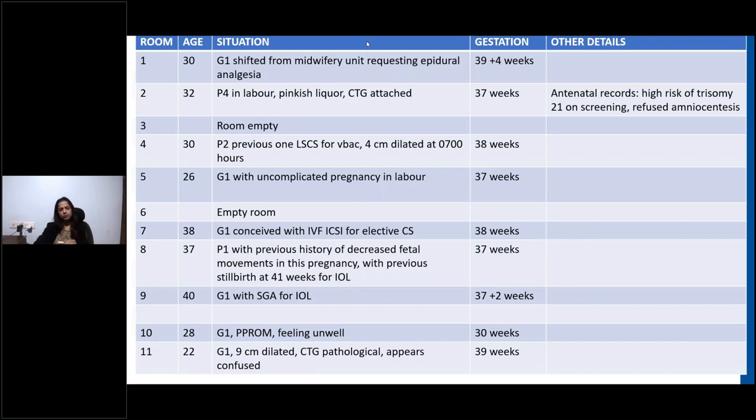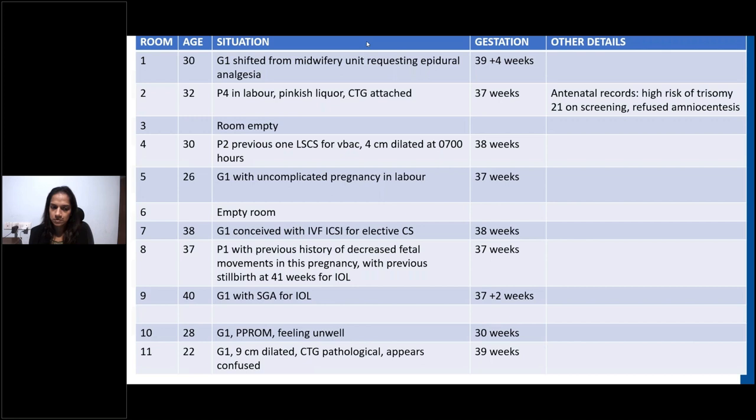Coming to the semi-urgent rooms, my semi-urgent rooms are room number 4 and 8. I'll be going to room number 4. Here is a third gravida, previous cesarean section for VBAC, 4 centimeters dilated. Here I'll be sending my ST1, ST3 to counsel the woman with regards to what can be anticipated, the need for continuously monitoring the baby, and continuous CTG monitoring, and explain what can be anticipated, the need for an expert doctor in doing a vaginal breech delivery, and also the presence of a neonatologist as advised in the station. My next semi-urgent case is room number 8.